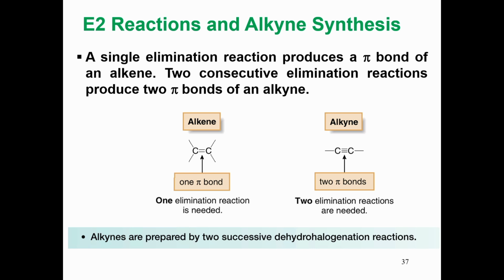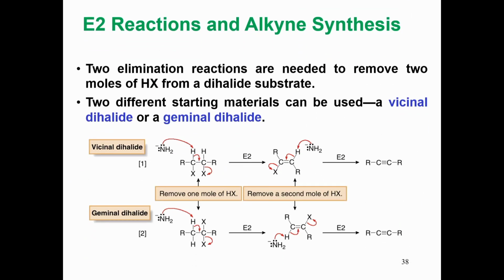Now, we can form an alkyne by a double elimination reaction. So we are going to do two dehydrohalogenation eliminations to move from alkene to alkyne. This is possible only using vicinal or geminal dihalides. In the presence of a base, vicinal or geminal dihalides will be eliminated. So hydrogen halide will be removed twice from vicinal and geminal dihalide to form an alkyne.